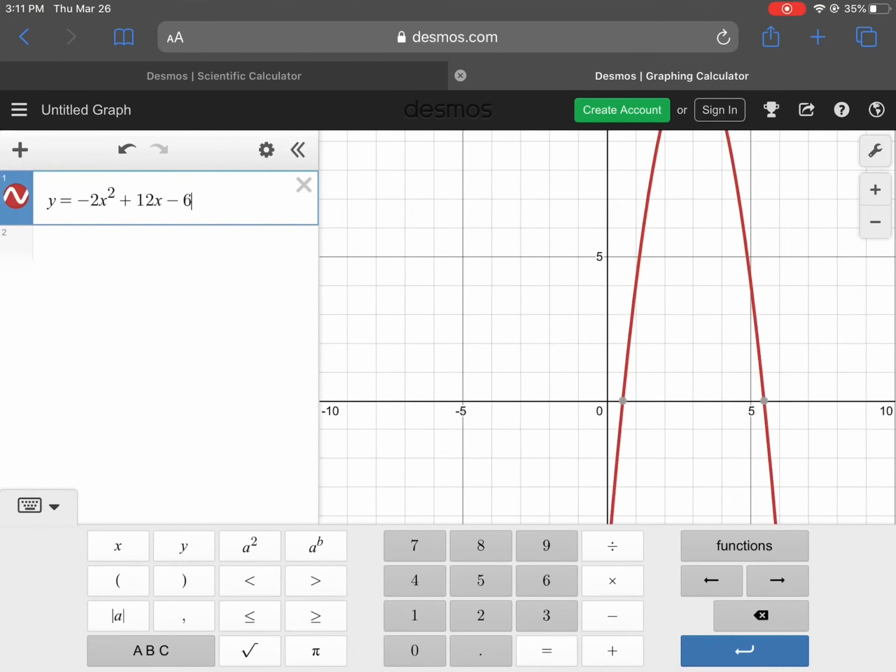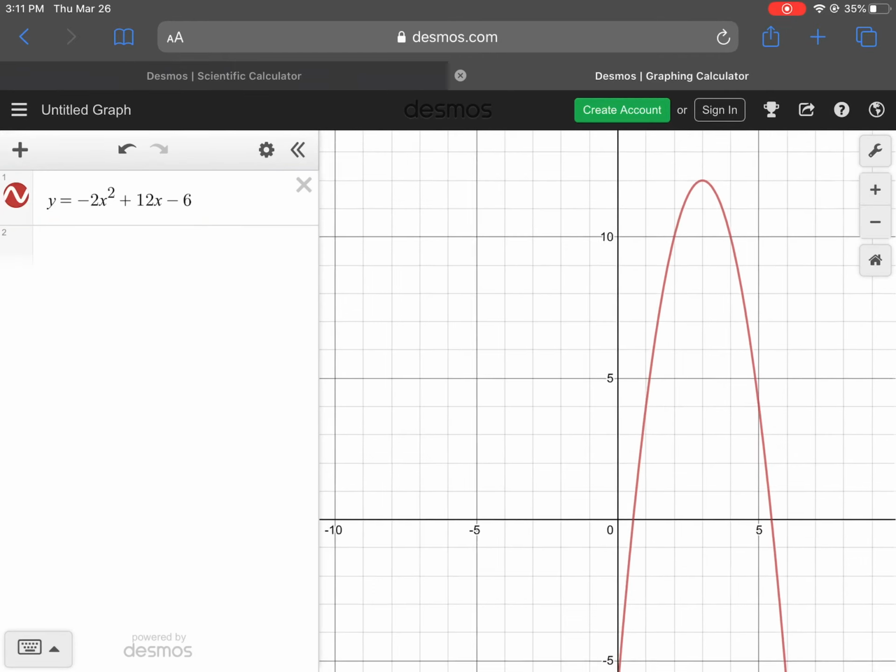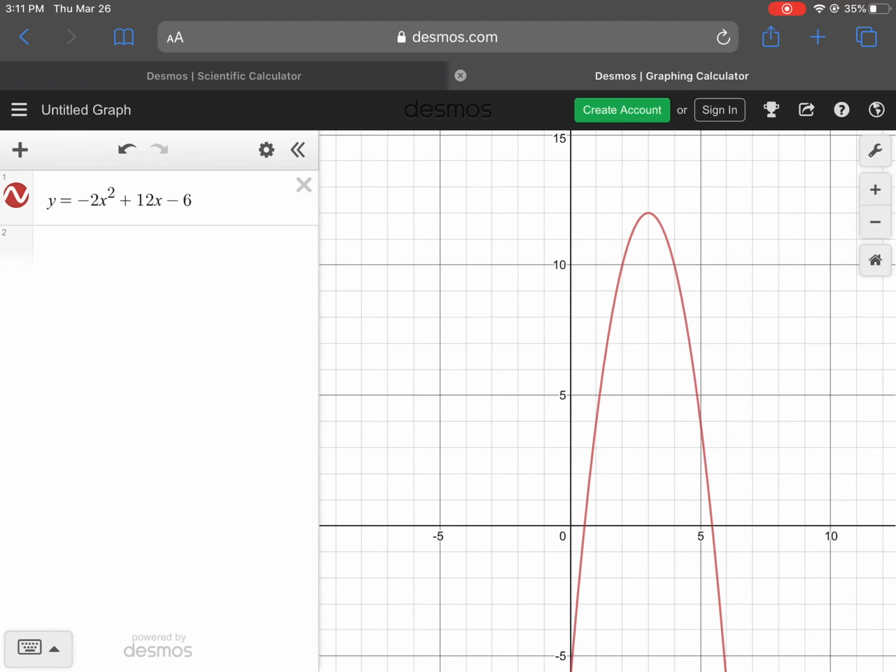Okay, so minus 6. So this is my quadratic. Now you can check. You can kind of pinch and zoom in if you need to. My vertex, you can kind of click on it, is going to be 3, 12. So I'm good there so far.